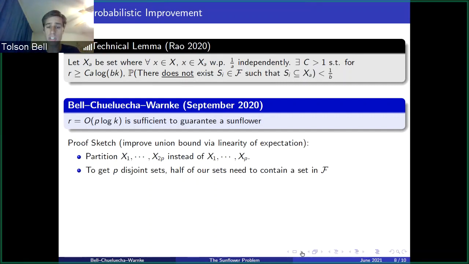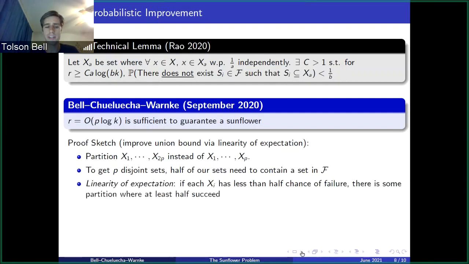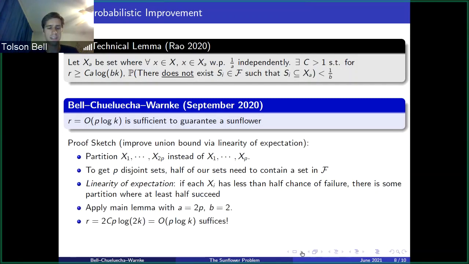And so now we only need our failure probability to be 1/2 instead of 1 over p, because then, on average, we'd expect at least p of them to succeed. And so then again, by a slightly different use of the probabilistic method, there must be some partition in which at least p of them succeed. That shows there are p disjoint sets in our family. So we use b being 2, our failure probability only being 1/2. We double a, but that doesn't change the asymptotics, and then we end up with p log k as our bound. So that was our improved bound.